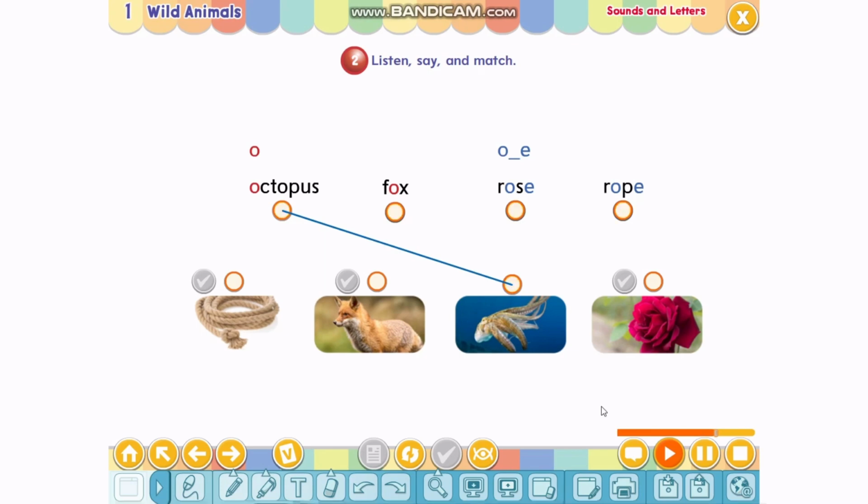O, O, rope. O, O, rope. Good! Let's do it again and check.